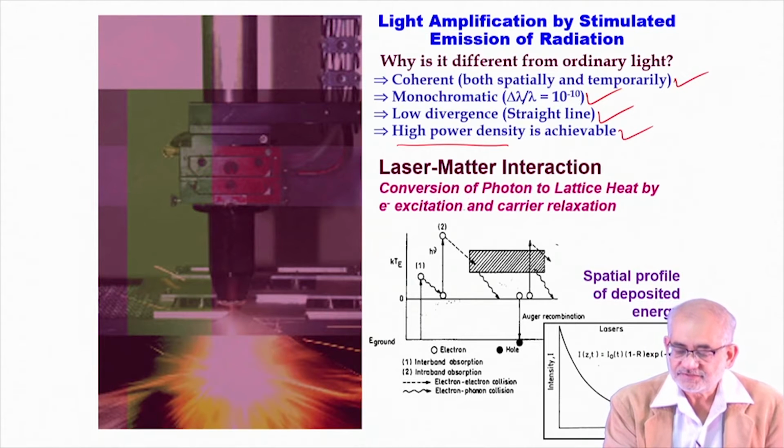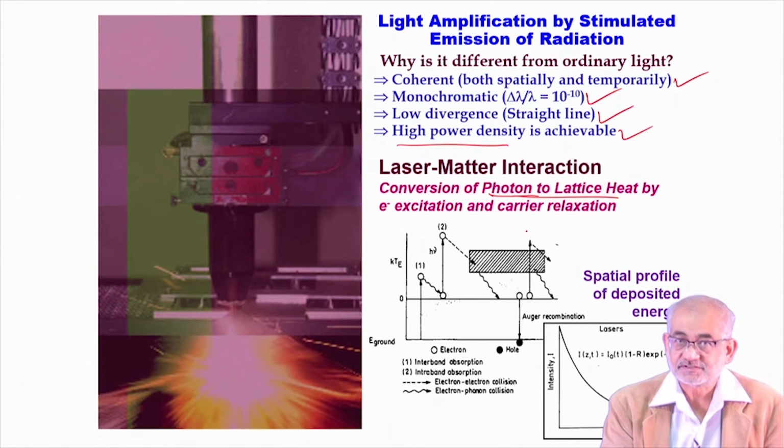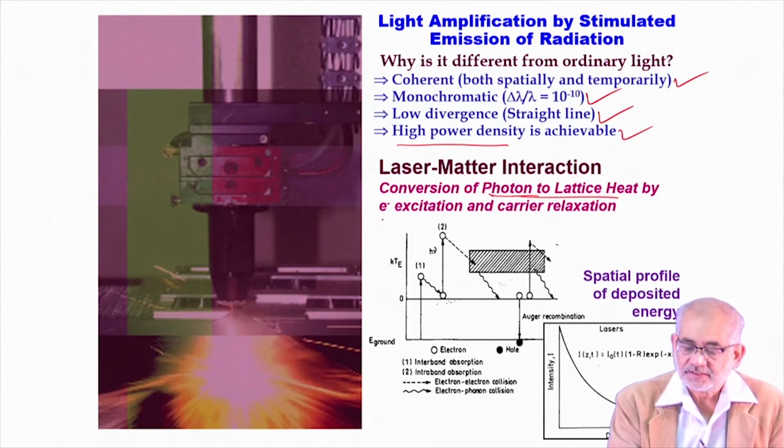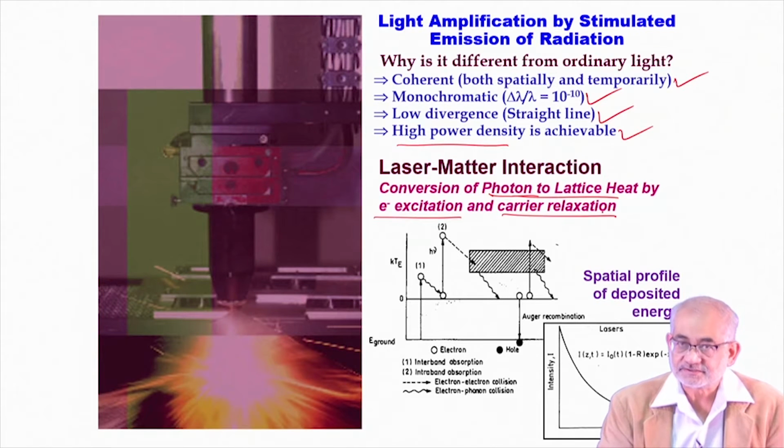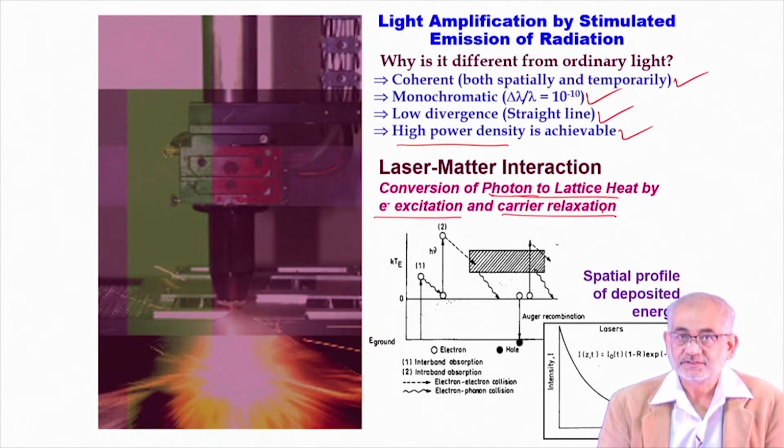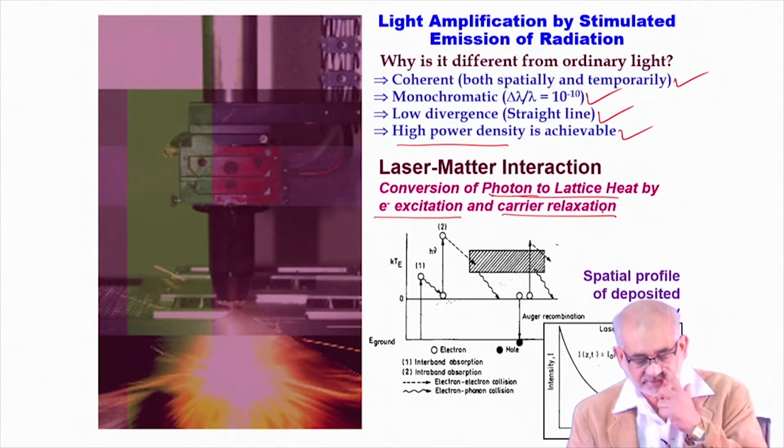So the conversion of incident photon, the packet of light energy, to lattice heat: photon to lattice heat is an instantaneous process, less than a nanosecond, through electronic excitation and carrier relaxation. So there is very fast excitation of electrons to a higher energy state, followed by rapid falling back onto the ground state, and in the process the incident energy is converted into lattice heat.